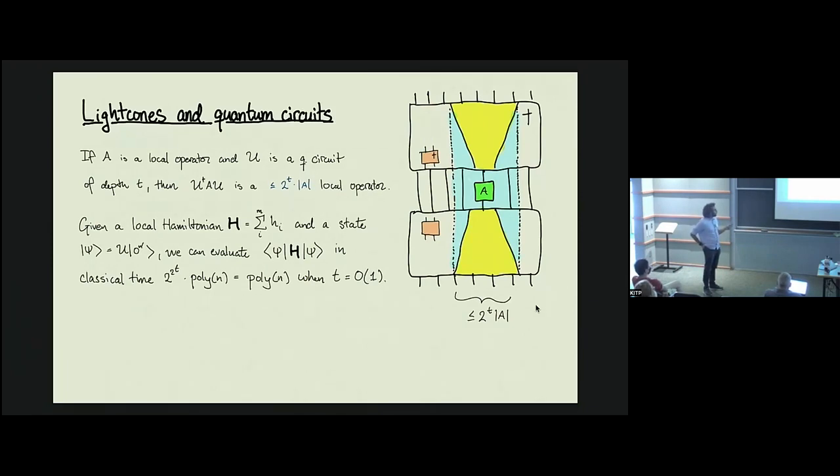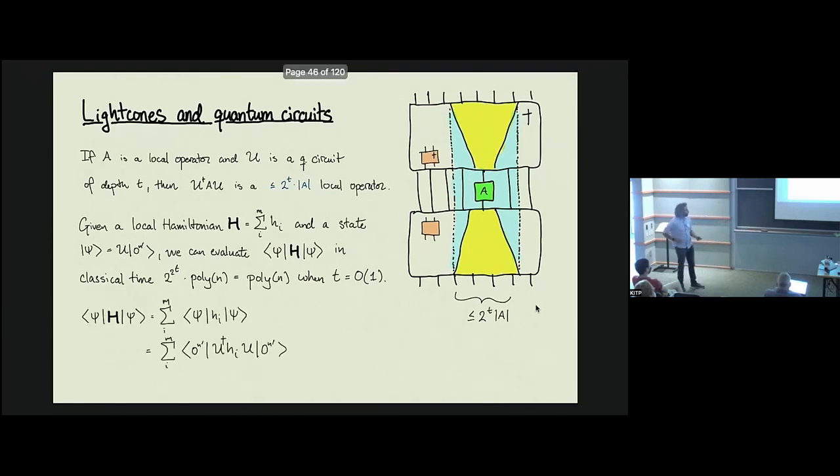If I can do this, then I have proved to you that these constant depth states are classical proofs, because 2 to the 2 to the t is a constant, and so then I have a constant time classical algorithm for calculating the energy. So the idea is simple.